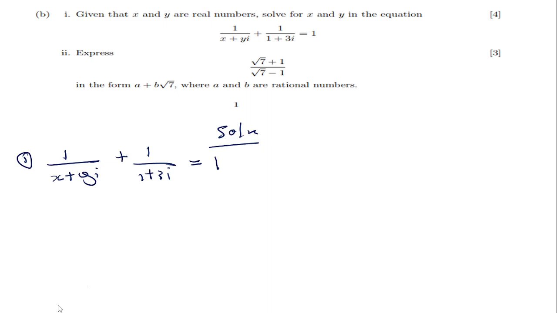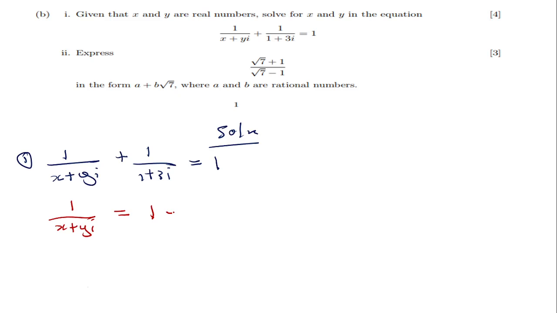So what I'm going to do, since this side is perfect, I'm going to say 1 over X plus yi should be equal to 1, and then this one I'll take to the other side. It's going to be negative 1 over 1 plus 3i. What's next?